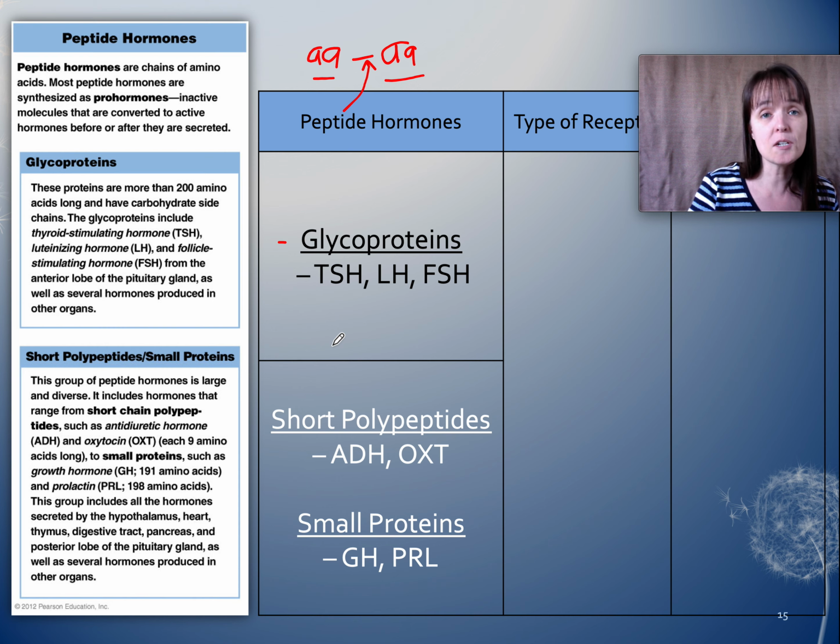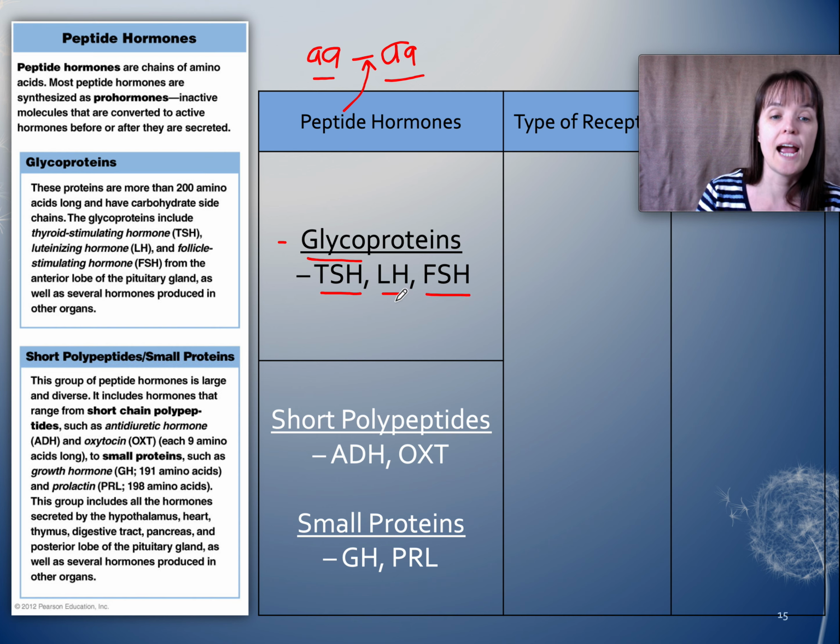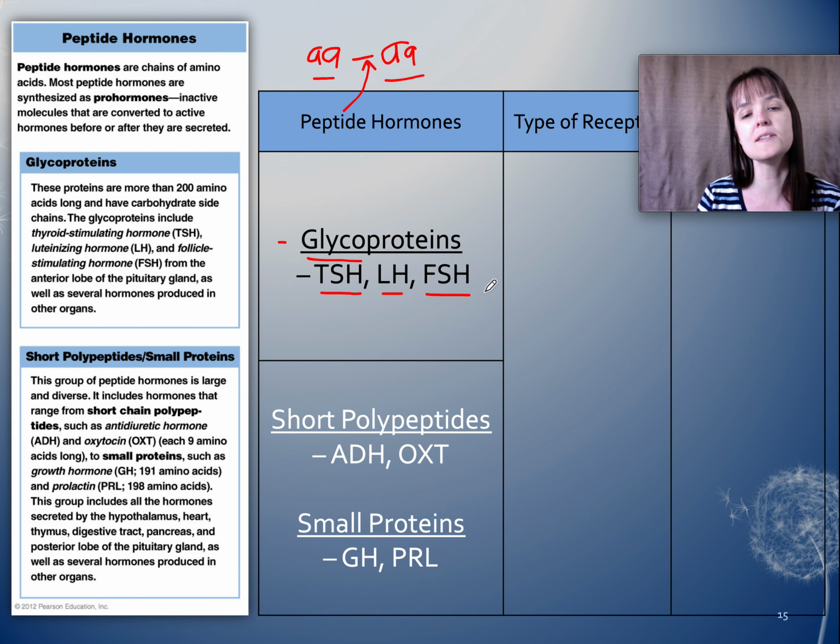All right, so glycoproteins. Glyco means sugar, protein is protein. And there are 3 on this list: TSH, LH, and FSH. After we've filled in the rest of the note set and you come back to review this, you'll say, oh, that's thyroid-stimulating hormone, luteinizing hormone, and follicle-stimulating hormone. But for now, let's just get the letters written down.